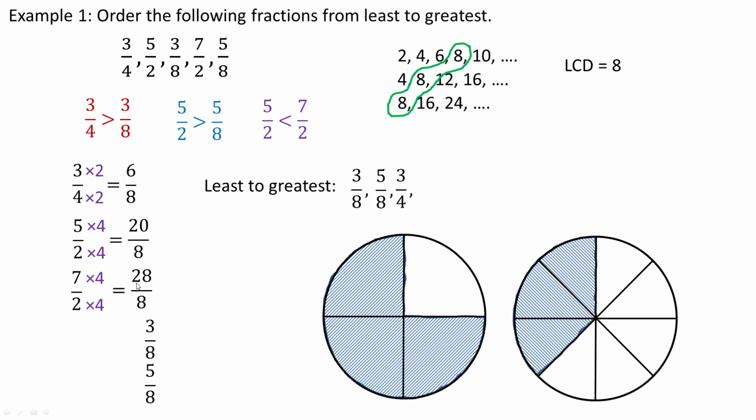And then we're down to these two. Well, 20/8 must be smaller than 28/8 because 20 is less than 28. So 20/8 is 5 halves, and then the last one would be the 7 halves. So that's how you would list them all in order from smallest to biggest.